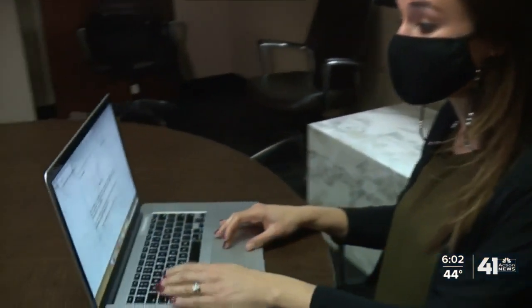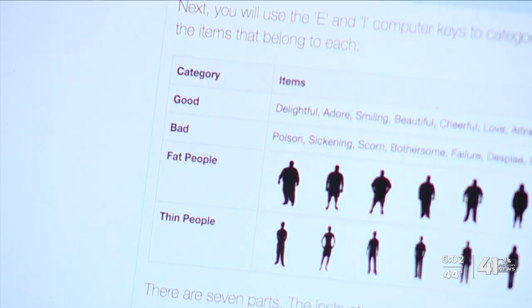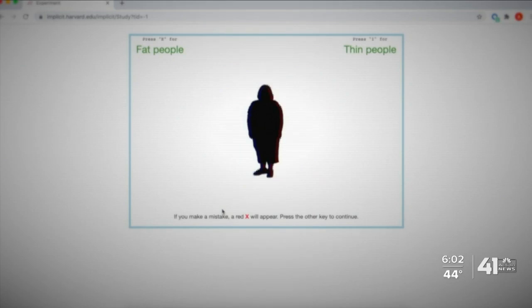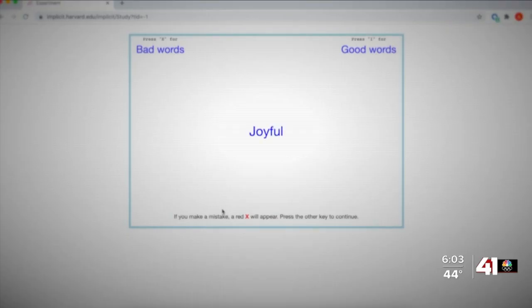So how do you determine your implicit biases, what you have a preference for? One tool is Harvard University's implicit association test. This one is testing my preference for weight. It flashes images of people who are obese and people who are skinny with words like horrific, poison, pleasure, all moving so fast without giving you a chance to think about it. It's a test that a lot of people don't like, actually, and they don't like the results.